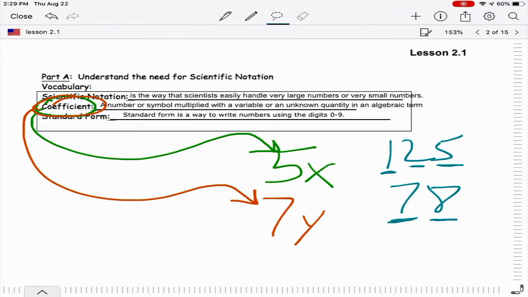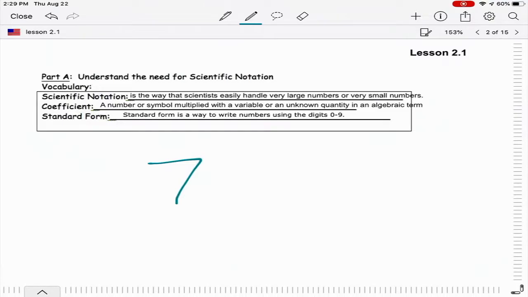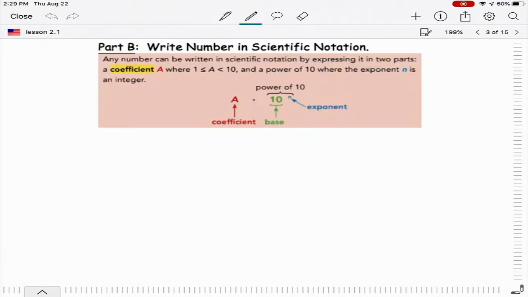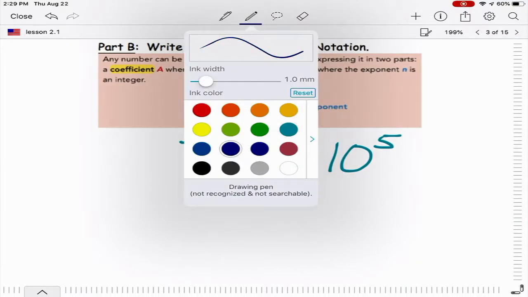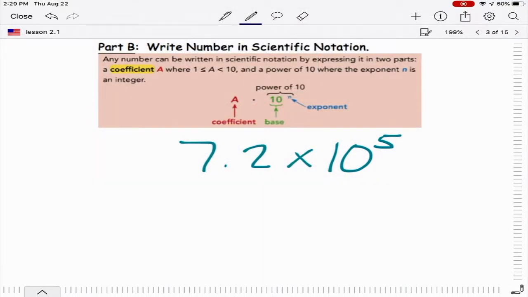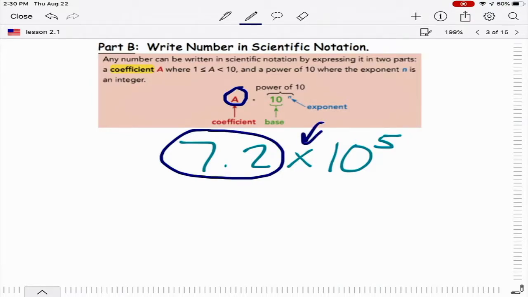Scientific notation will look more like this. Scientific notation will be like 7.2 times 10 to the 4th power. That is scientific notation. Once again, this is an example of scientific notation. Let me explain what this is all saying. The A is this guy right here, the number that's before the multiplication symbol.